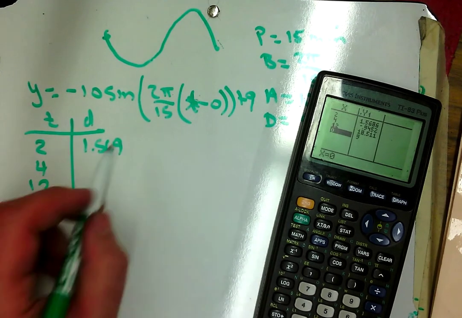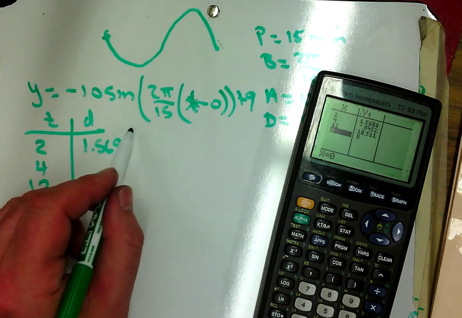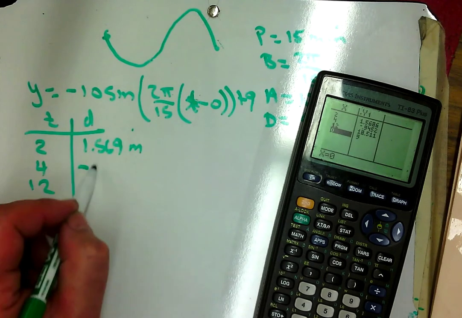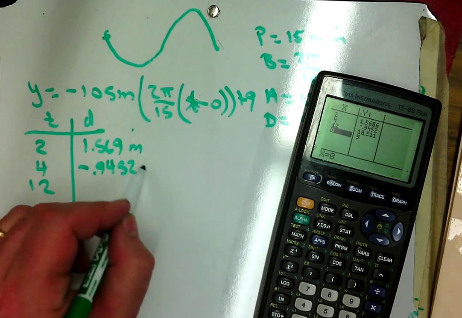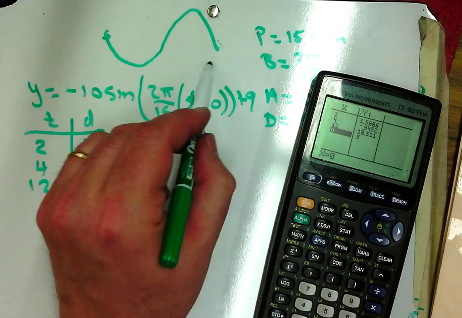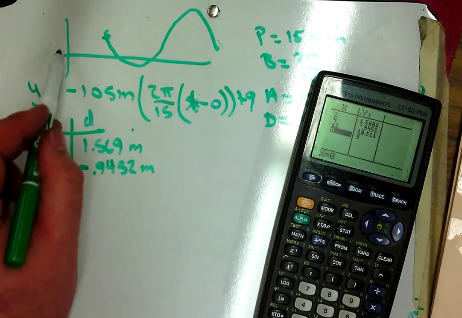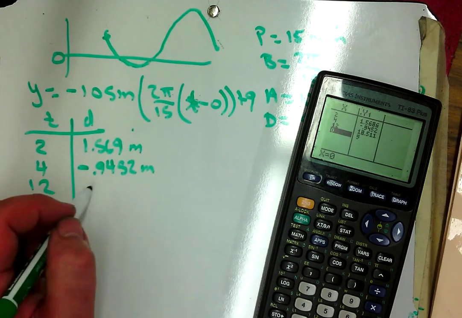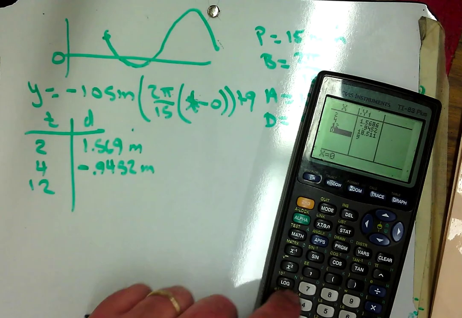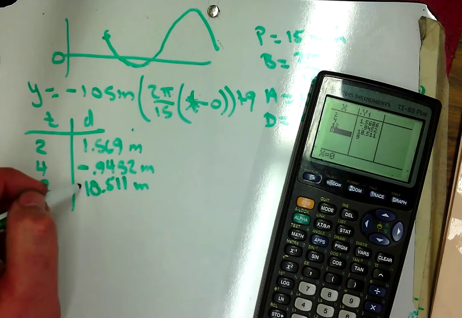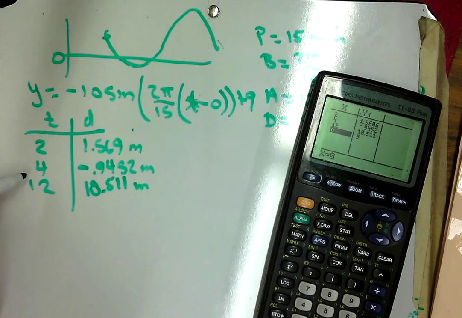At 2 minutes, 1.569 meters. At 4 minutes, we have negative 0.9452 meters. That means all the water is gone. Here's water level 0, and we've sucked water out from underground. At 12 minutes, it was 18.511 meters. That's a very tall wave. You don't want to be there when that crashes. Okay, so there's part A.